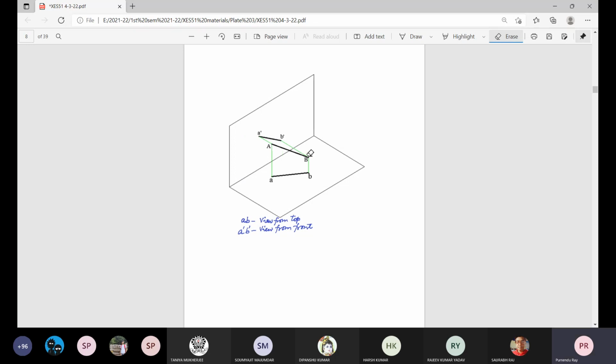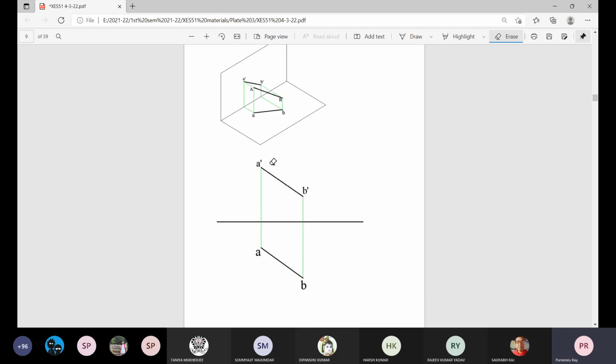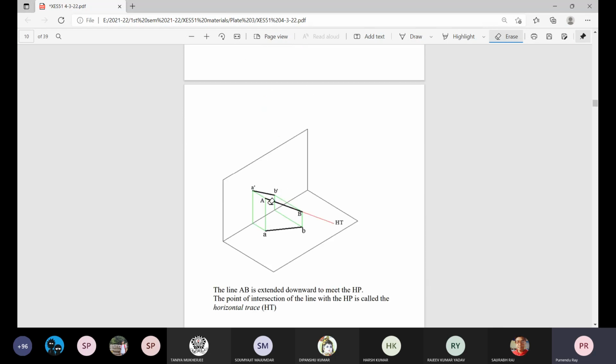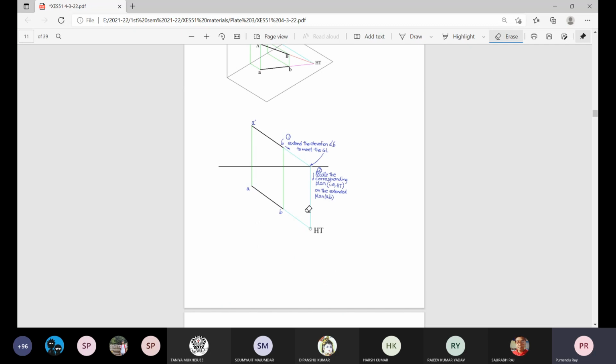This is the real line, capital A, capital B, projected on the horizontal and vertical planes to get the plan and elevation. This plan and elevation presentation is the formal way for this subject. Then we extend the line to meet the horizontal plane, which is called the HT. So automatically its elevation will extend up to the ground line, and its plan will extend up to this HT. This is how we formally get this for its orthographic projection.